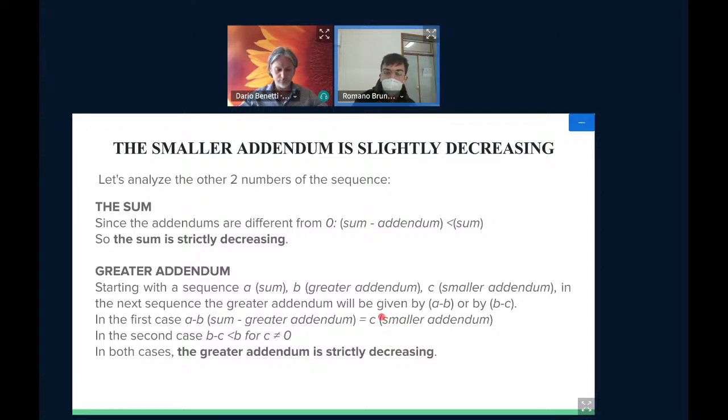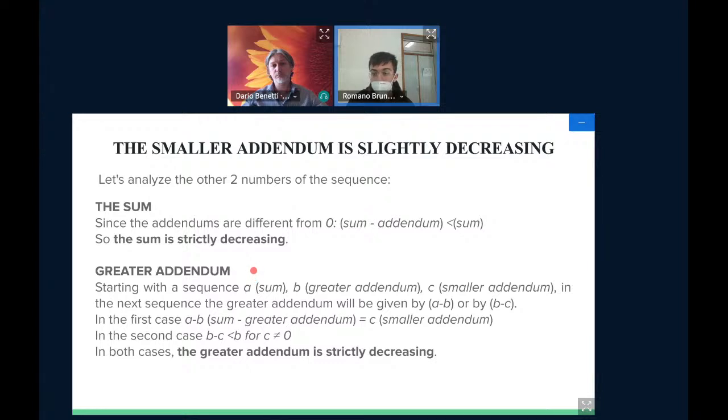So we have to prove that in order to end a cycle, the smallest addendum must become 0. So it's slightly decreasing. But first, we analyze the other two numbers of the sequence, which are the sum and the greater addendum. The sum is strictly decreasing because the sum minus the addendums gives the other addendum, so it will never be higher than that.